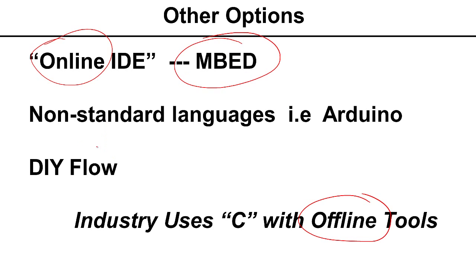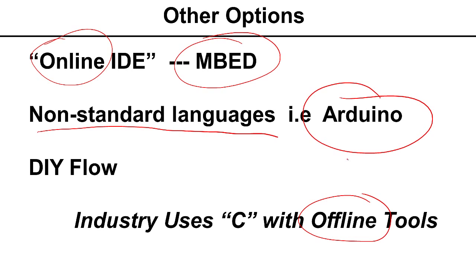Now, you don't have to use C. You can use non-standard languages based upon C. In the hacker community, Arduino is popular. It's a C-like language. It tastes like chocolate, it looks like chocolate, but it's not chocolate. It's something else. It's usually easy to get started. You don't have to use an IDE. You could find a compiler for that chip. You could do everything manually.